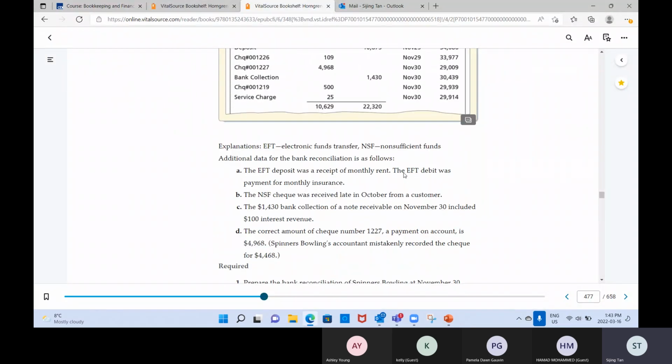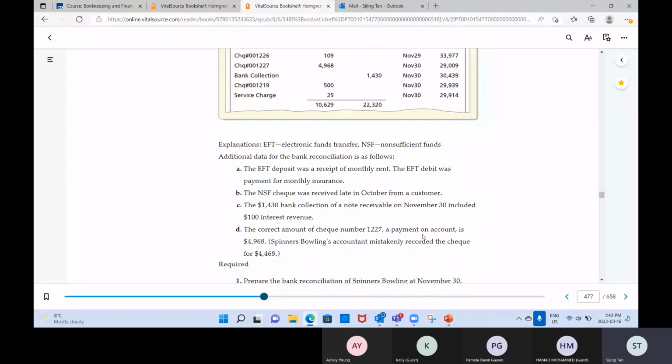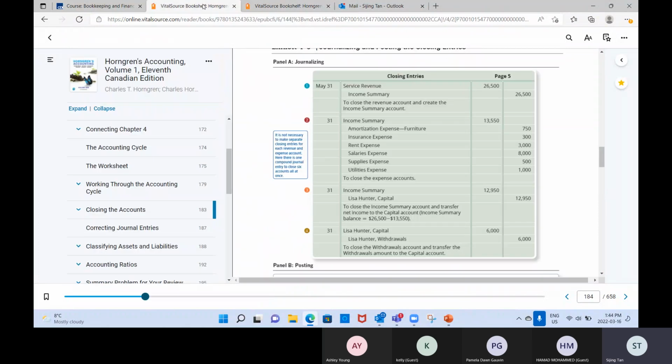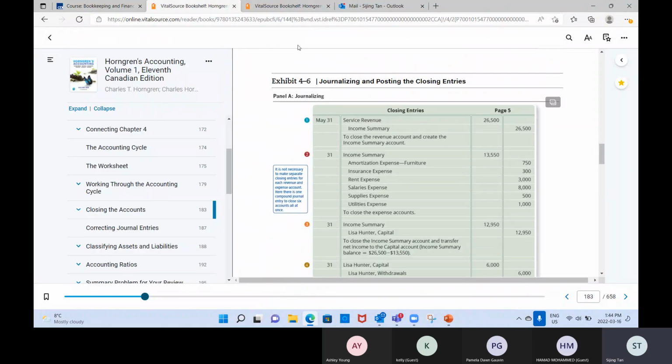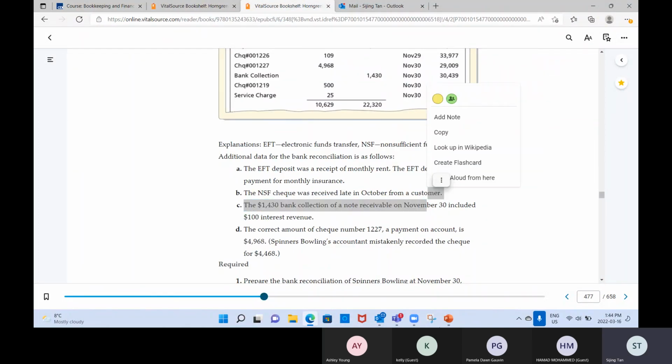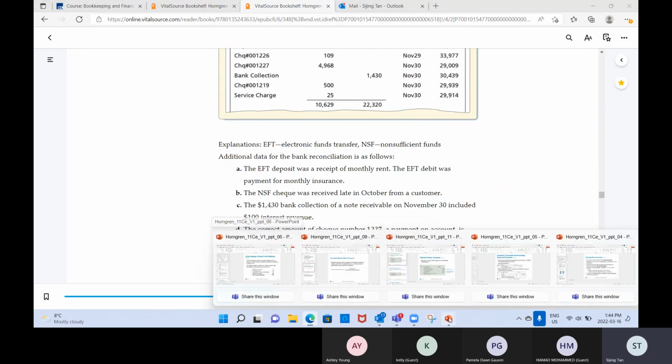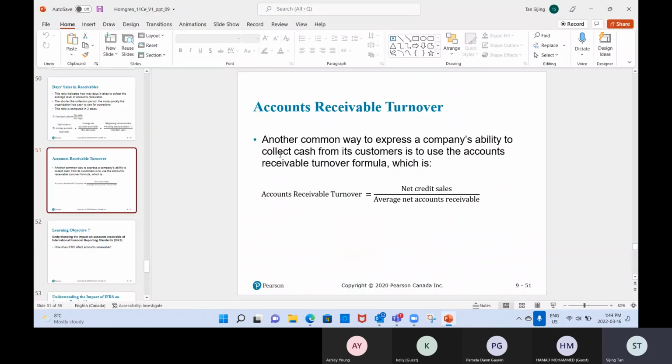Now, so chapter 8 is ready. So we'll move on to chapter 9. What's this? Oh, that's for my next course. Chapter 9 talks about accounts receivable, right? So account receivable turnover. Remember, I told you to remember how to calculate it. So make sure you understand how to make the calculation for account receivable turnover.